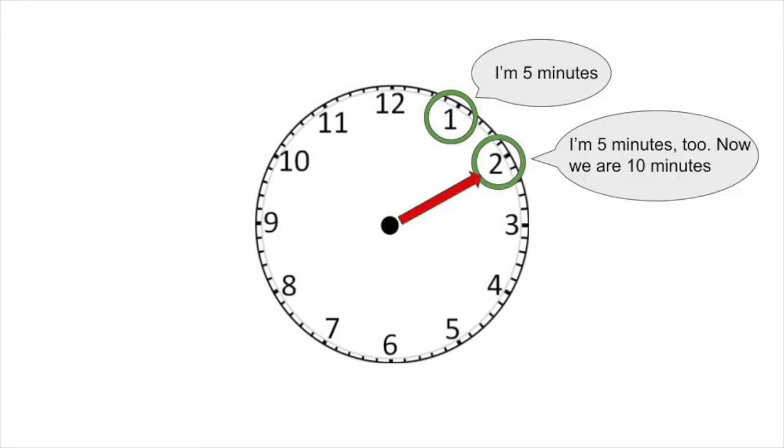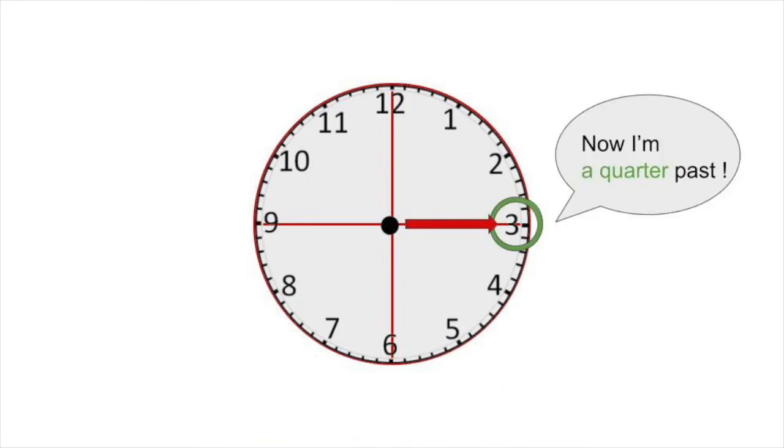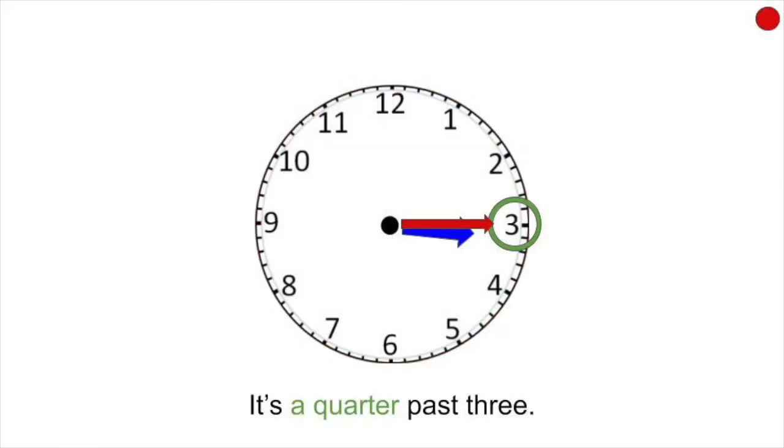If it points at 2, it means 10 minutes have passed. And we say it's 10 minutes past. I guess you understand. But we can also divide an hour into quarters. Every quarter is 15 minutes long. If the minute hand points at 3, we don't say 15 minutes past, but it's a quarter past.